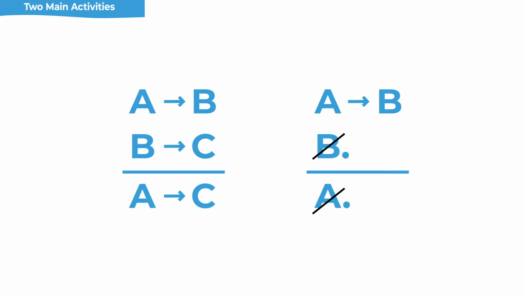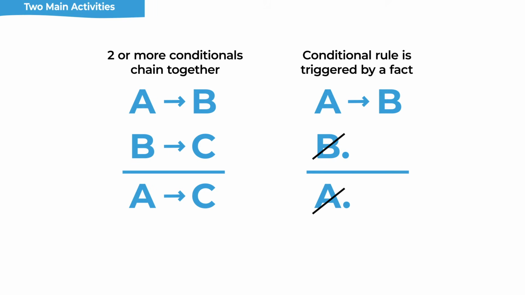All right, so what are we going to be doing with all these conditional statements? Well, there's two main activities. We're often going to be chaining conditionals together, or we're going to be getting a conditional rule and then triggering that rule with a fact and deriving some other factual inference. So sometimes when we're working with conditional logic, we're deriving another conditional logic statement. Other times we'll be working with conditional logic and be deriving a factual statement.